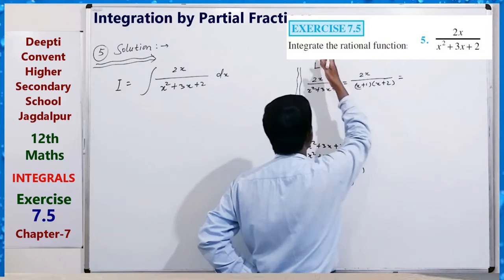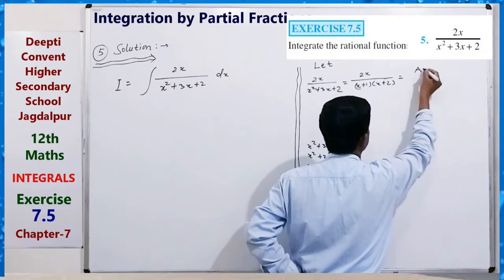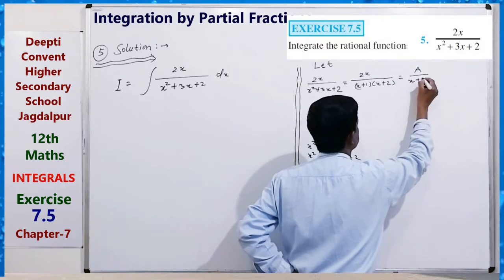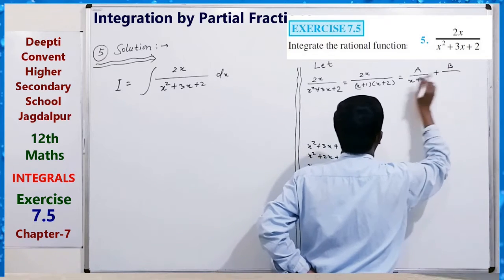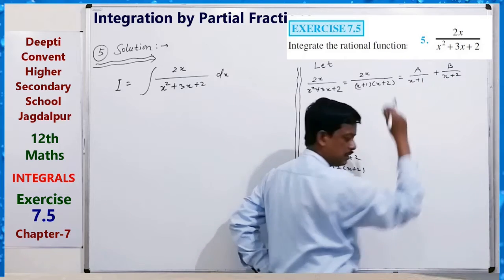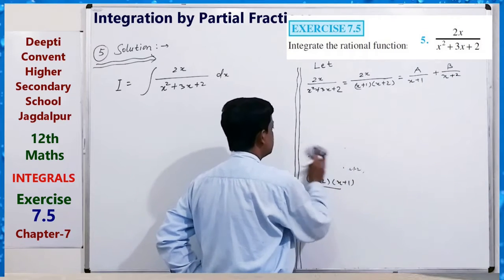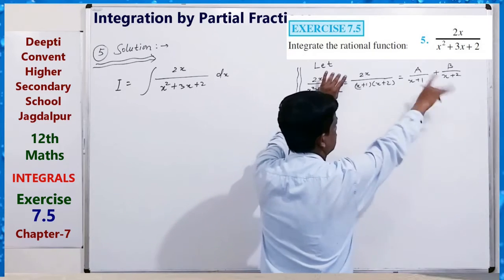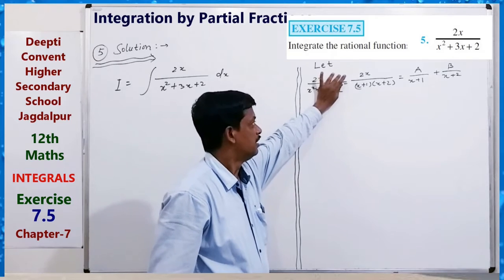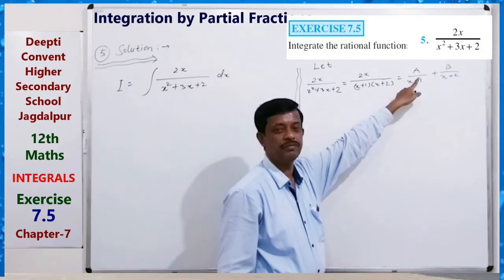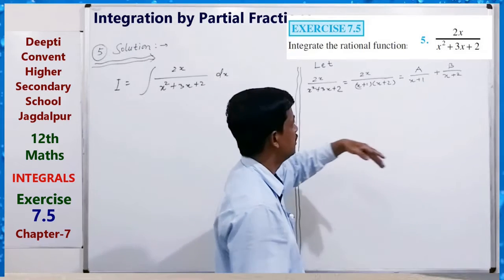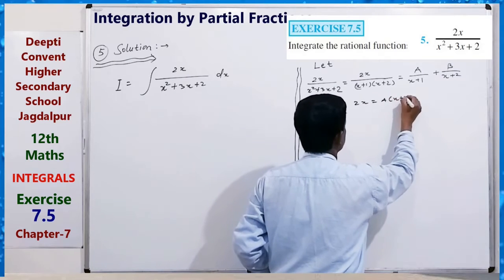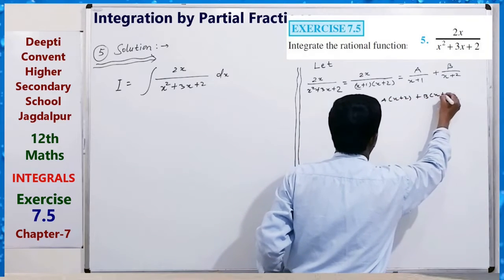So let this be equal to, we can write, a upon a linear factor plus b upon a linear factor. So a upon x plus 1 plus b upon x plus 2. Now our target is finding the values of a and b. Here also you have to find the values of a and b. So you can write 2x equals a times x plus 2 plus b times x plus 1.